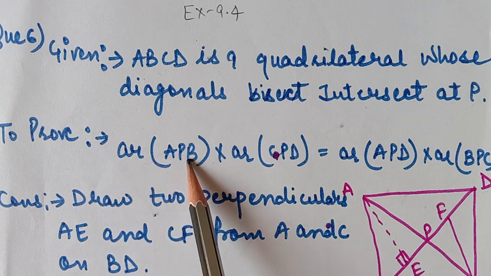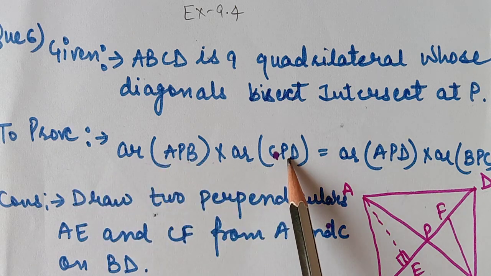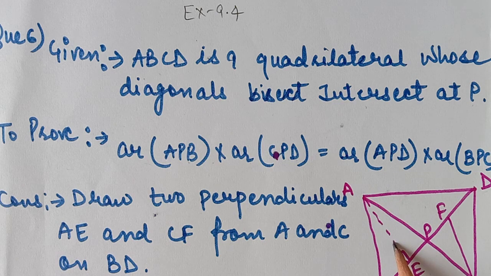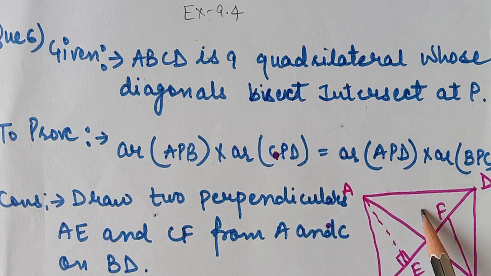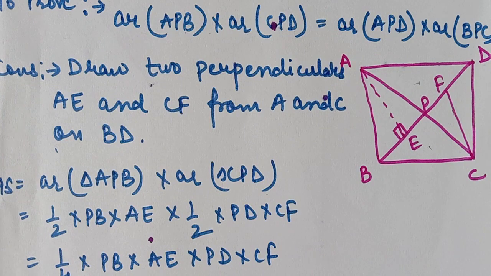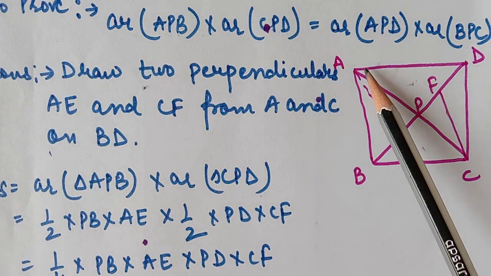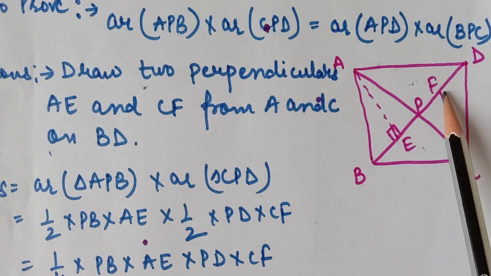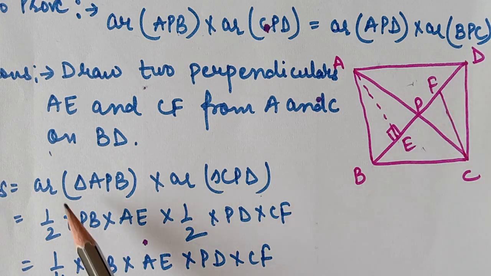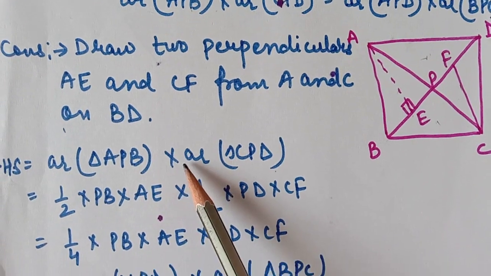We have to prove that the area of APB times the area of CPD is equal to the area of APD times the area of PBC. We have to prove that. For this, we will draw two perpendiculars. First of all, we will draw a perpendicular AE on BD, and the second one is CF, also on BD.